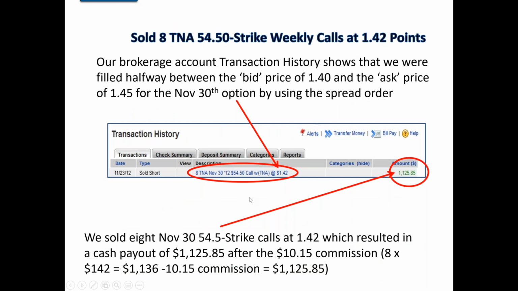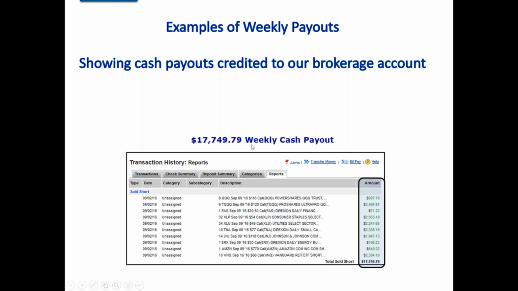So you can see we sold short the November 30th weekly calls at 142, and we were filling about halfway between the bid price of 140 and the ask price of 145 of the November 30th option. So that saved us a little bit on the bid-ask price. So we sold the November 30th calls at 142, so $1,125 was credited to our account for that weekly option. So these are just examples of weeks where we took snapshots of the options we sold and the amount we had collected for that week.